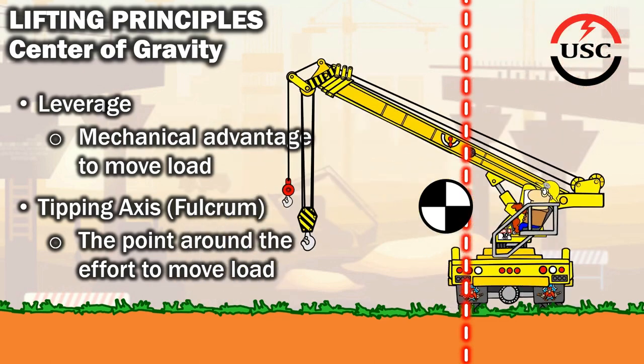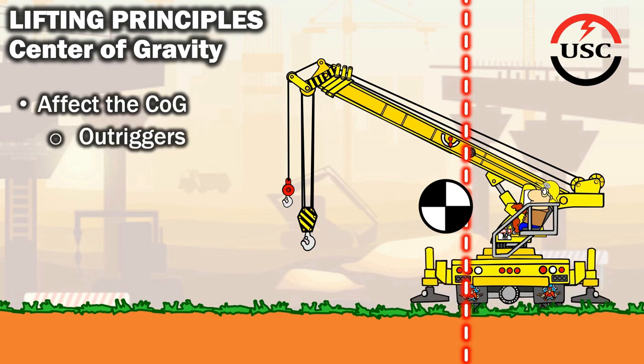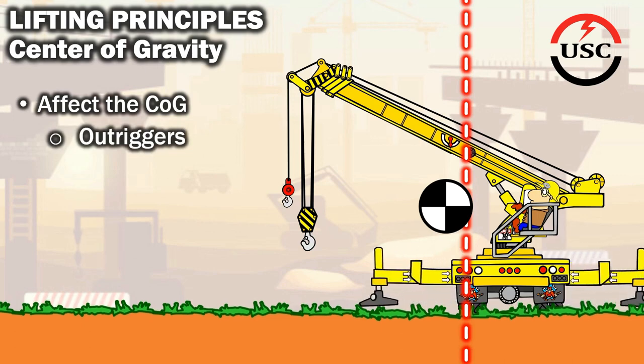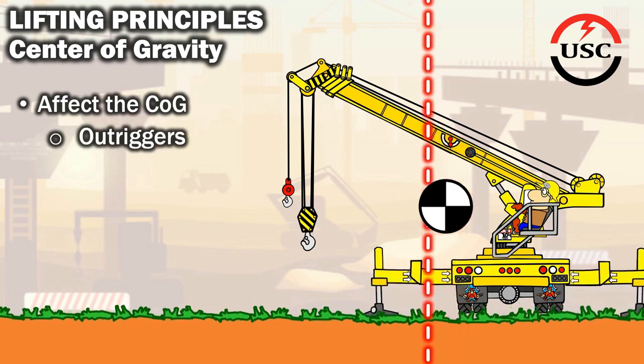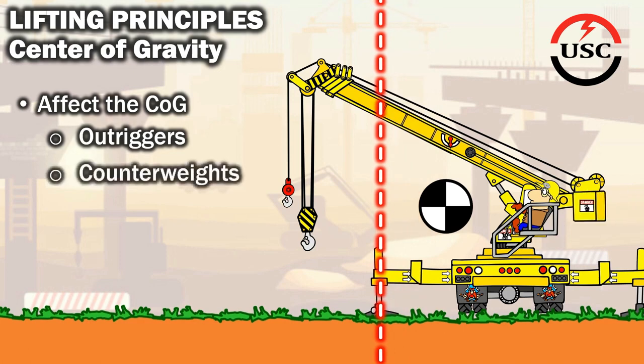There's a couple of methods that can be used to manipulate the center of gravity, to keep it behind the tipping axis. One is by the use of outriggers. Now, the outriggers aren't really used to manipulate the center of gravity per se, they're used to extend the tipping axis, which effectively gives the center of gravity a little more room to play. Another method is by using counterweights. Now, the counterweights do manipulate the center of gravity. They pull the center of gravity back toward the counterweight. Like outriggers, this then adds room for the center of gravity to play.